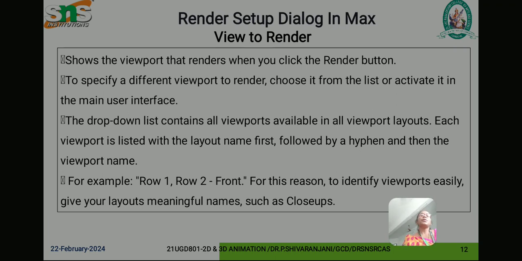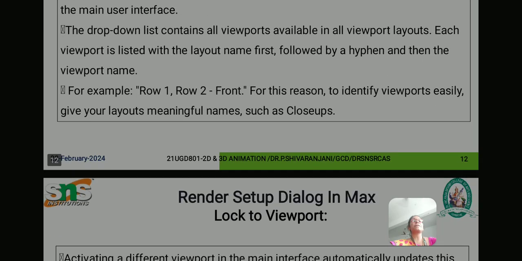The drop-down list contains all the viewports available in all the viewport layouts. Each viewport is listed with the layout name first, followed by a hyphen and then the viewport name, for example, Row 1, Row 2 - Front. For this reason, to identify the viewport easily, give your layouts meaningful names such as Close-ups.